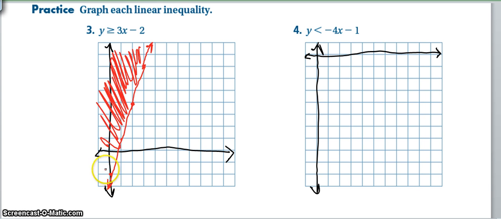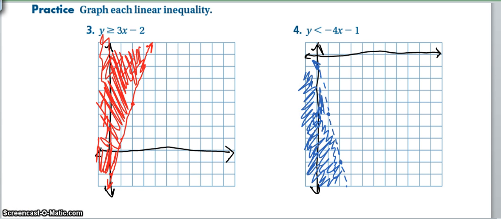Alright, so I set up my line with a y-intercept of -2 and a slope of 3, so I go up 3 over 1, up 3 over 1, continue on doing that. And then I shade everywhere above the line because it is y is greater than or equal to, which is also why my line is solid. Make sure you have 4 done. I'll be right back with that solution.